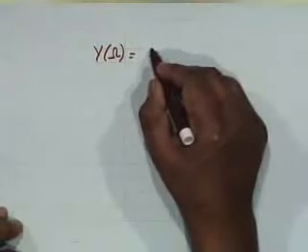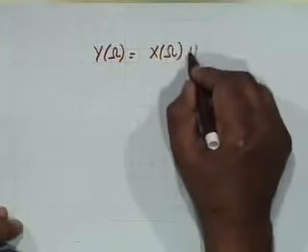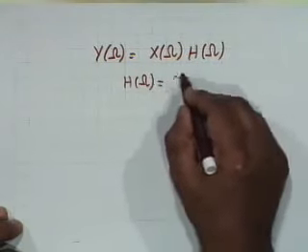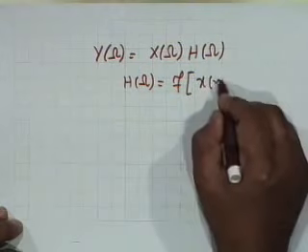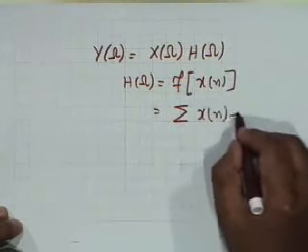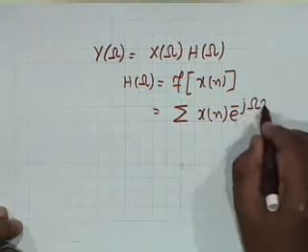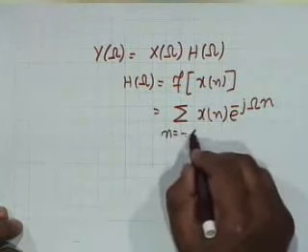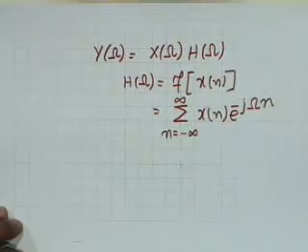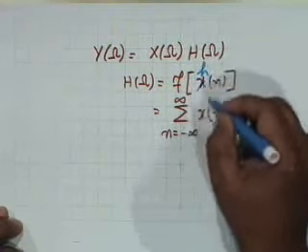I write it again, capital Y of omega is equal to capital X of omega H of omega, where H of omega is the Fourier transform of h of n, and by definition this is equal to summation h of n e to the minus j omega n. N goes from minus infinity to plus infinity. I made a mistake, so this should be h of n.